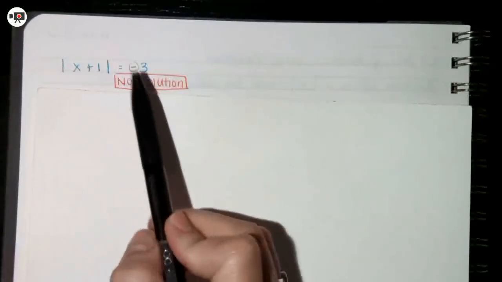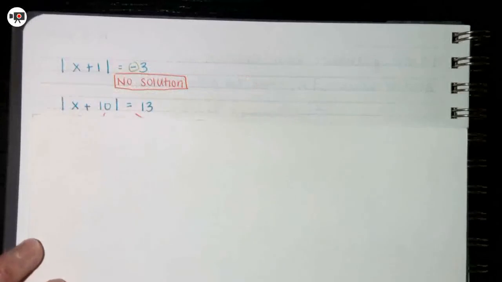And two more. If we have |x + 1| = negative 3, this is no solution. We have the absolute value bars, and it equals a negative number.